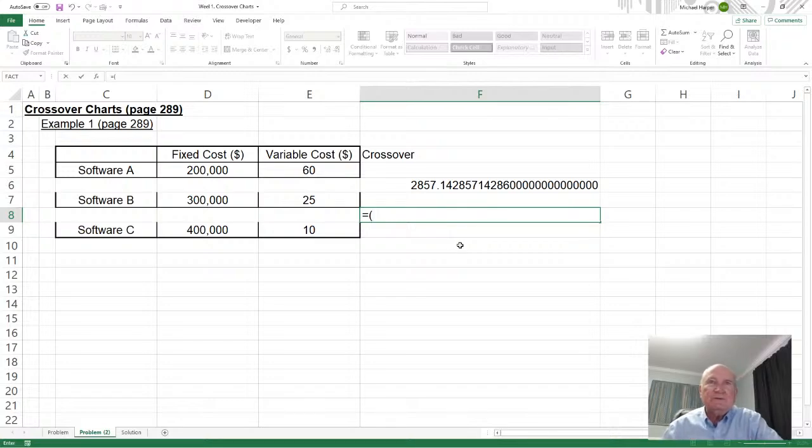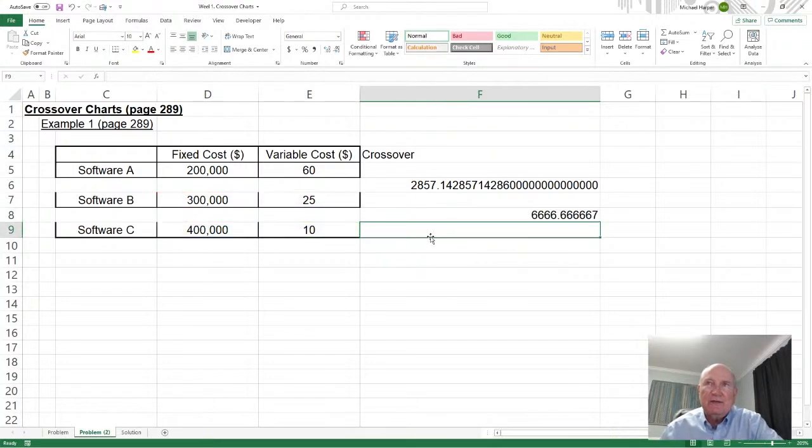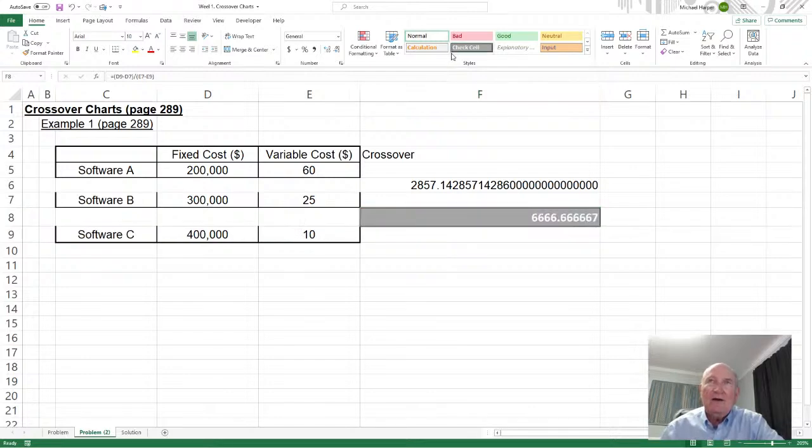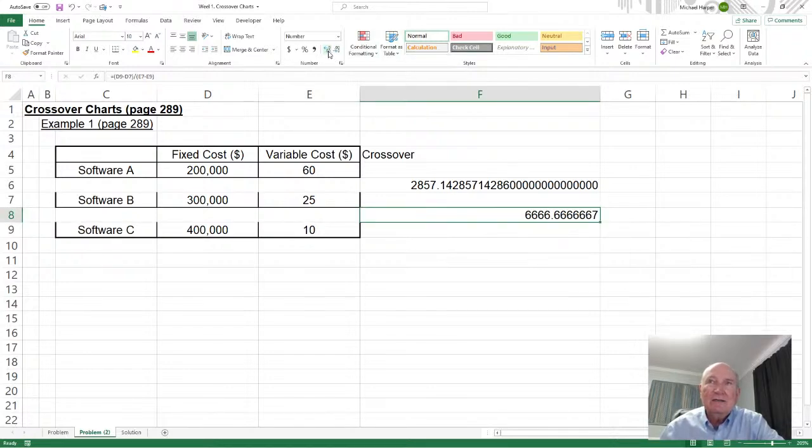Equal, open parenthesis, 400,000 minus 300,000, close parenthesis, divided by open parenthesis, 25 minus 10, close parenthesis. Again, there's my blue, red, purple, green, and there's a little counterclockwise thing going on here. Press return, and there it is. Now the zeros, let's make this bigger.